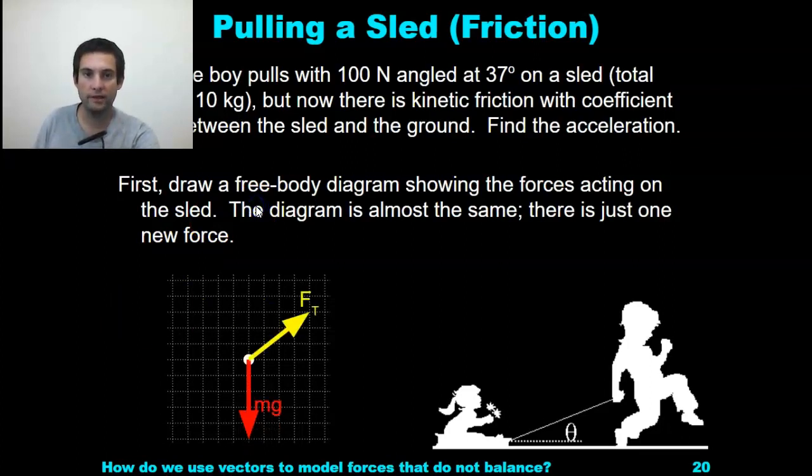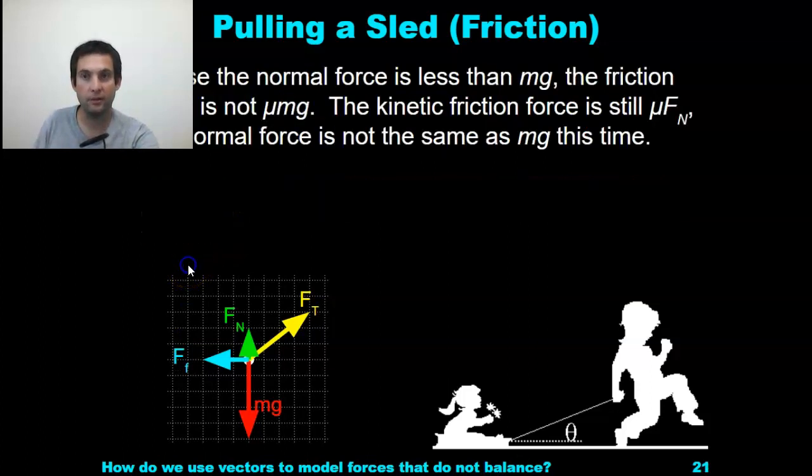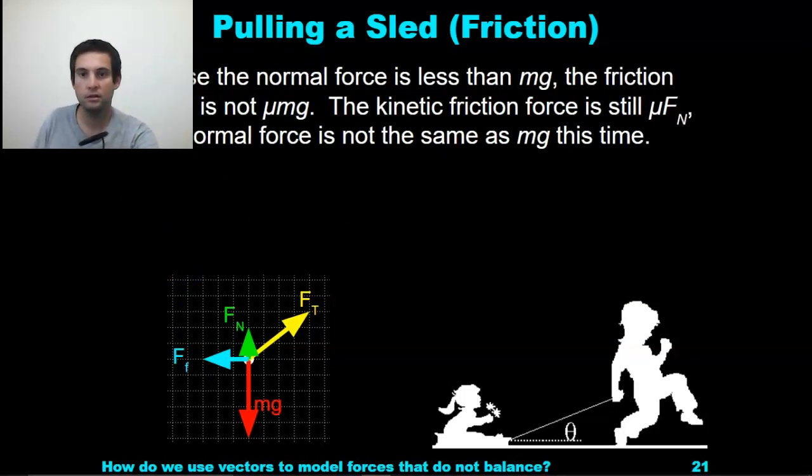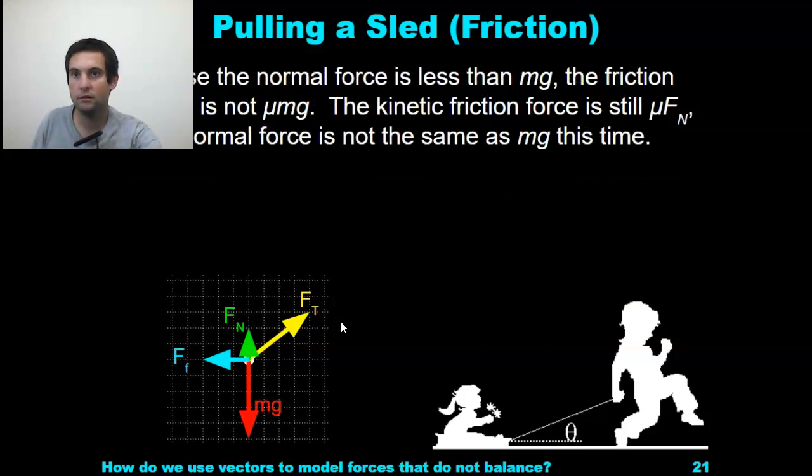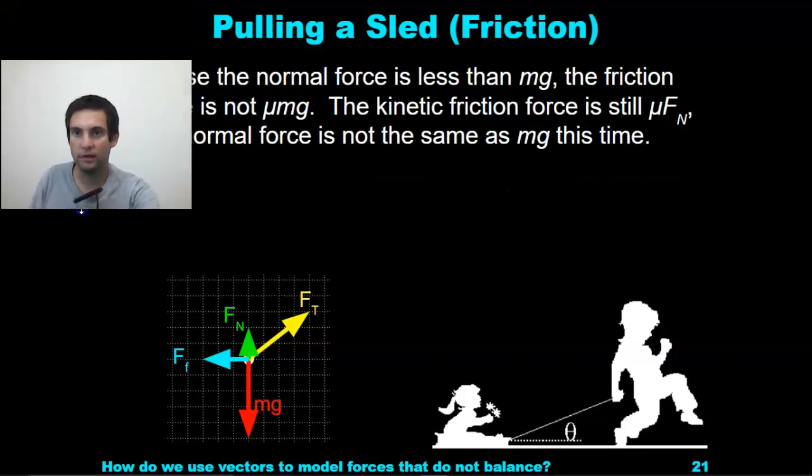Easy one, the weight, then we have the tension force at 37 degrees, and then we have our tiny little normal force. Now we also have force of friction pulling to the left. Next, let's remember to put in the acceleration vector, which in our case, we know we're going to be going to the right. So we'll do that in just a second.